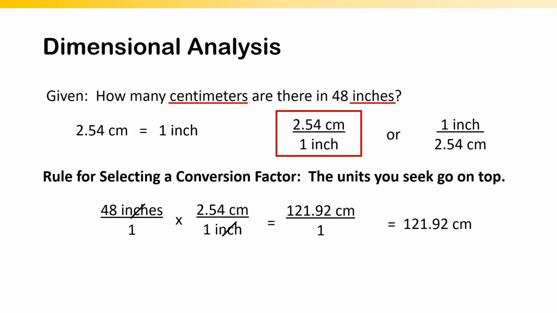48 inches has two significant figures, so your answer will need to reflect two significant figures as well. So for this problem then, even though we have this lovely number of 121.92 centimeters, it needs to reflect two significant figures. And in order to do that, we're going to change this to 120 centimeters. 120 centimeters has two significant figures.